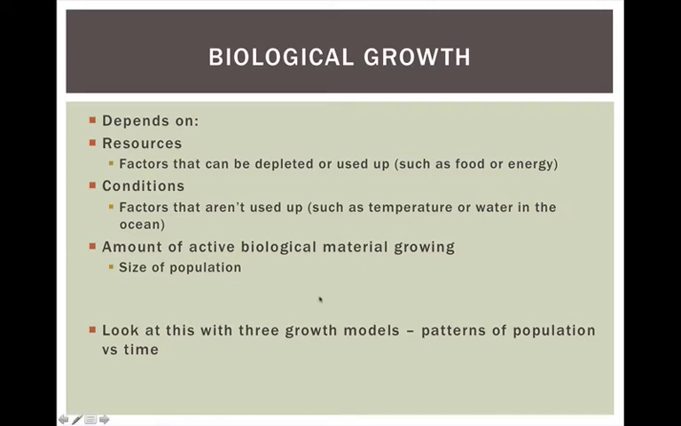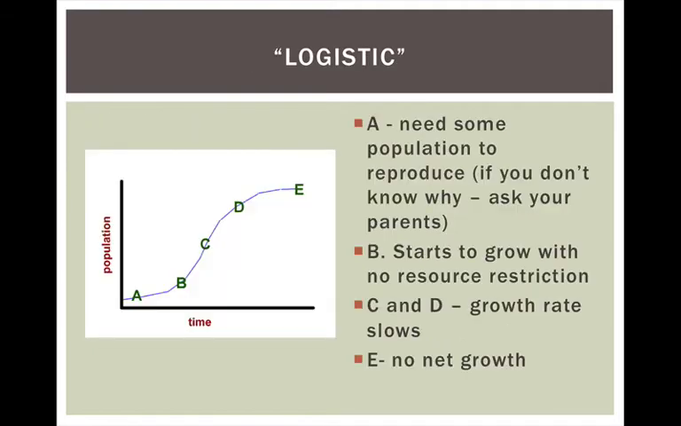So we're going to look at this with 3 growth models, and by the term model, I mean patterns of population versus time. These are descriptions of that pattern of growth of population versus time, and we'll call that a model of how the population grows. So the first is what's called the logistic, and I put this in quotes because it's a particular underlying equation that generates a curve that looks very similar to the growth of many populations if you follow population versus time. It's also called sigmoidal, or there are other names for it.